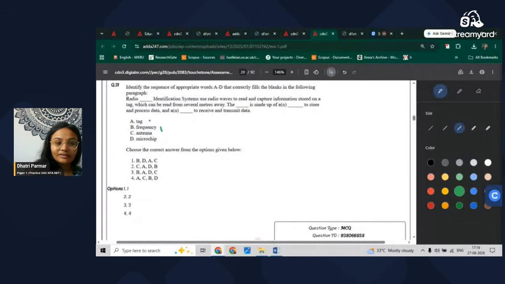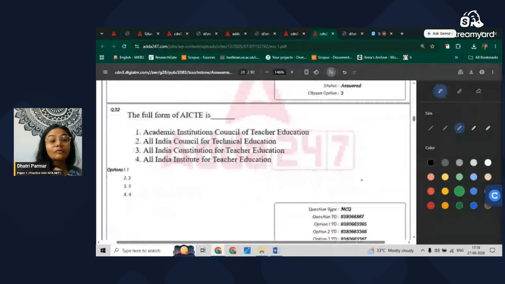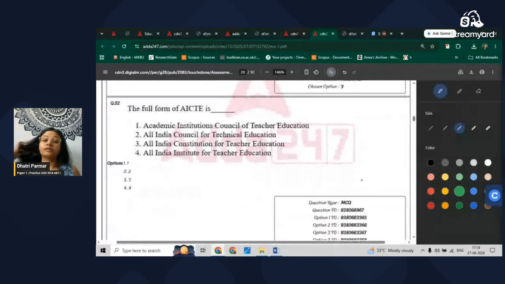Moving on, the tag is made up of what? It is made up of chip and antenna. So the answer is two. Two is the answer of this. Moving to the next, the full form of AICTE, All India Council for Technical Education. This is also a very repeated question. No need to go into detail.